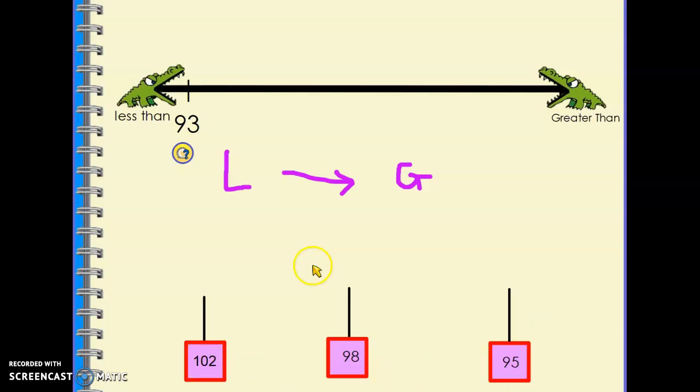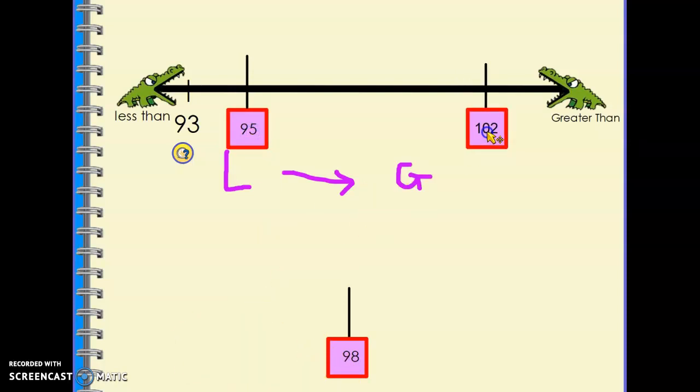Which number is my least? My smallest number is 95 here. My greatest is 102. So 98 goes in between. So now I have my numbers in order from least to greatest. 95, 98, 102.